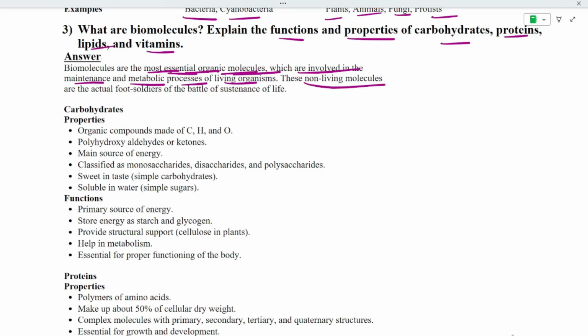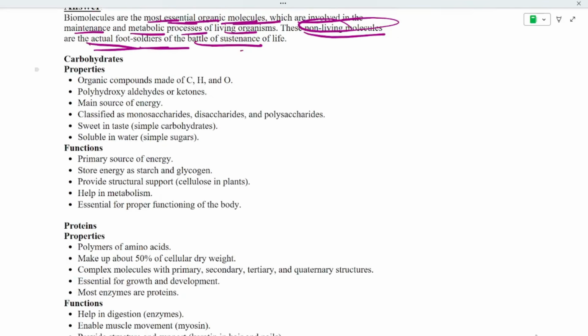Okay, the non-living molecules are the actual food soldiers for the battle of sustenance of life. If life is sustaining, the non-living molecules act as the food, as soldiers. Okay, next you can see the carbohydrate, which is an organic compound made of carbon, hydrogen and oxygen.